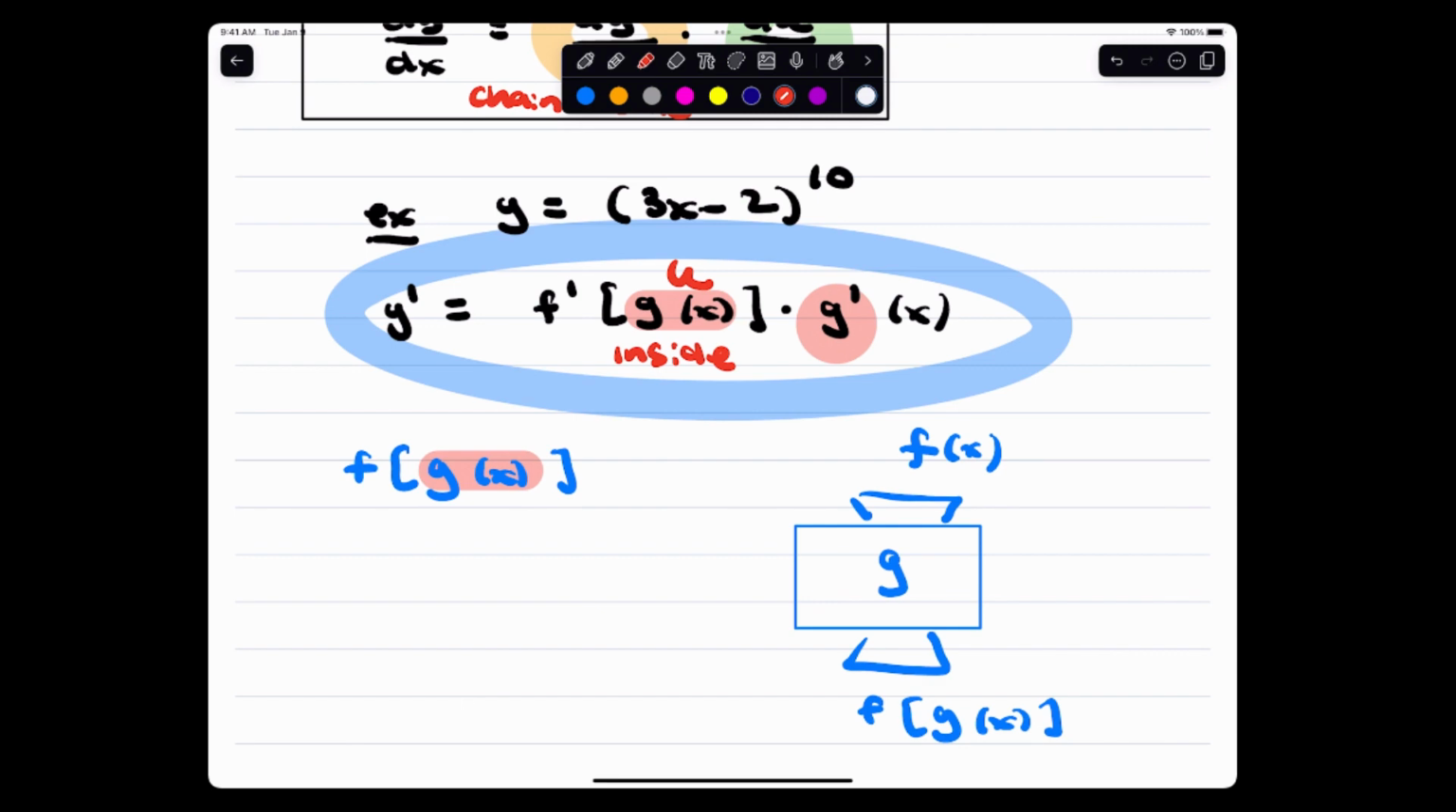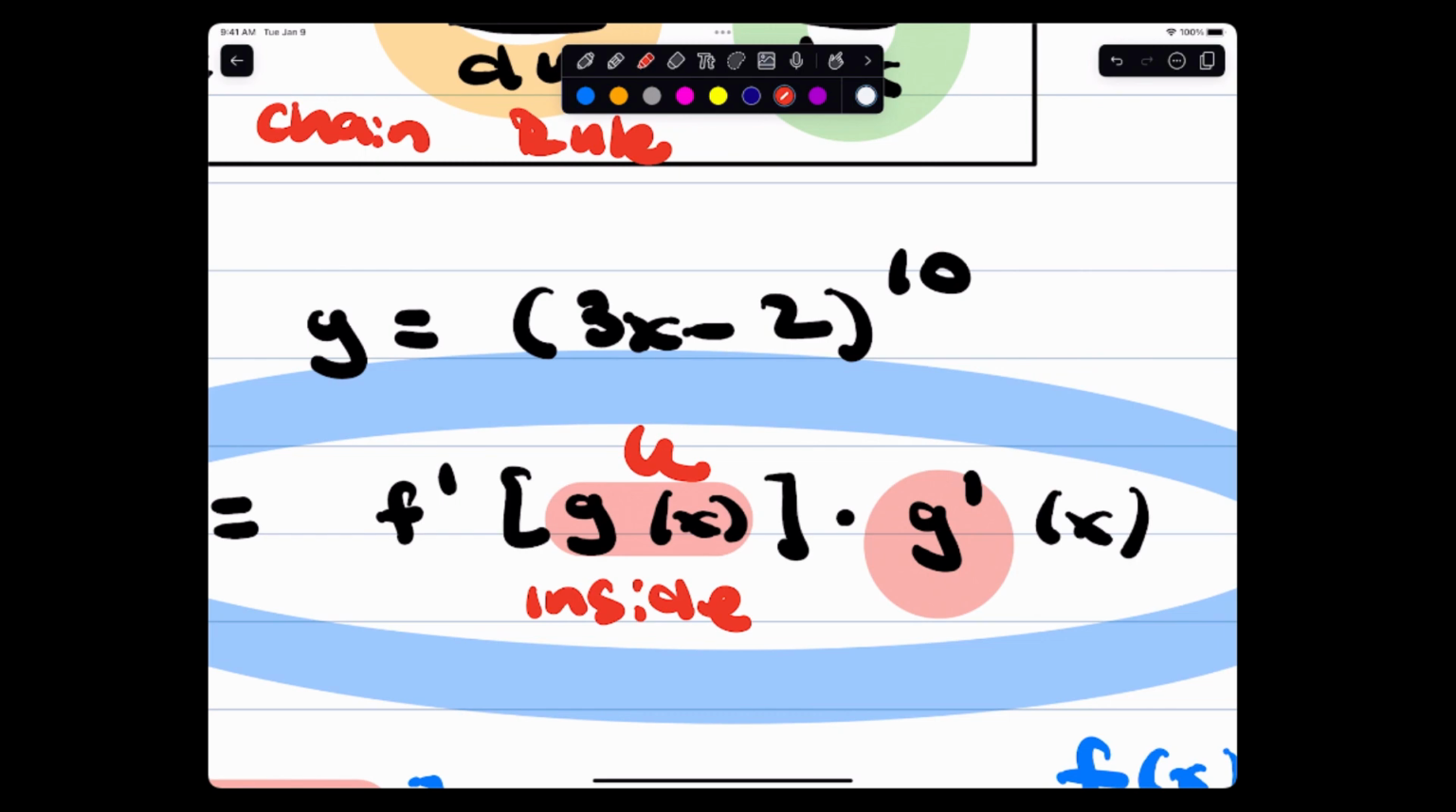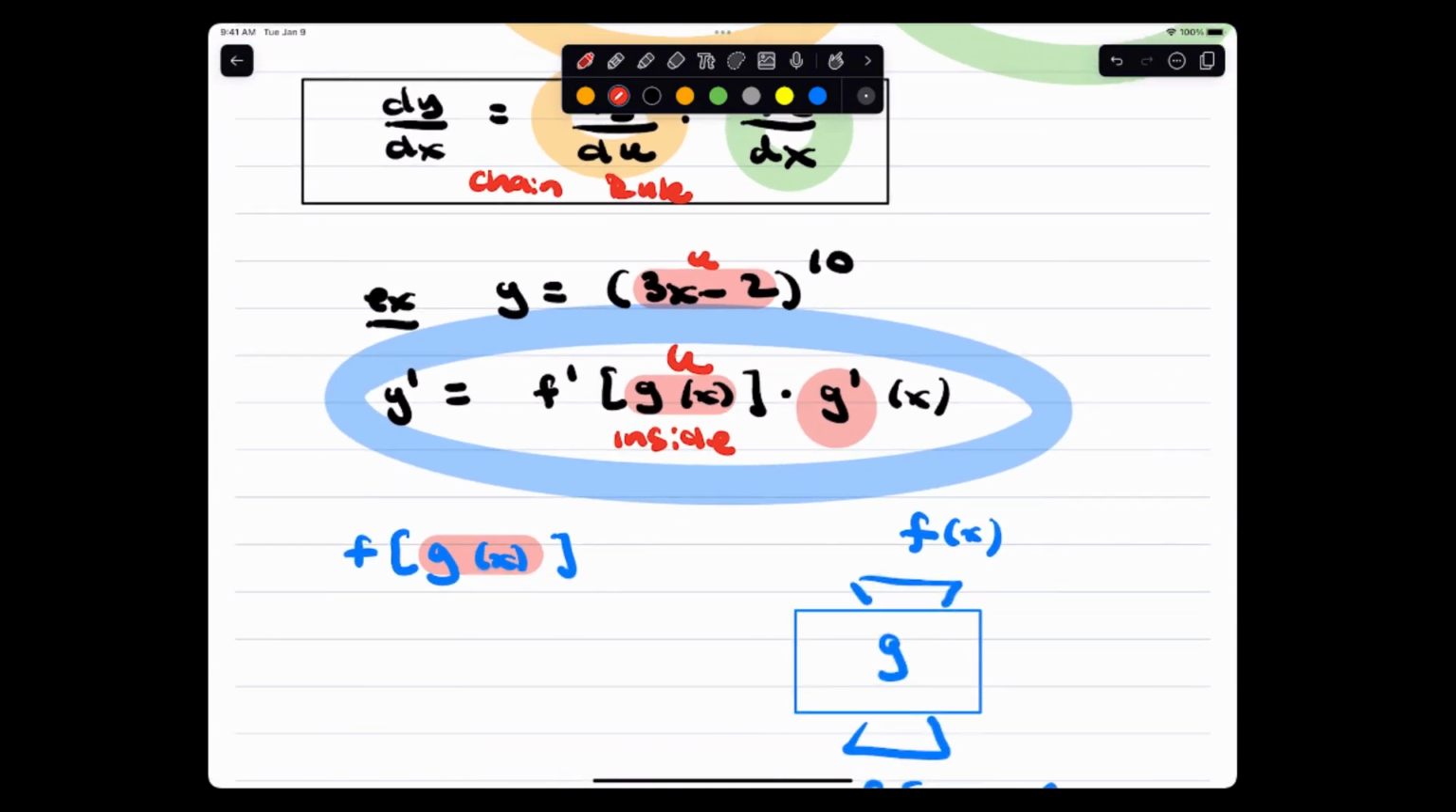So when you see the function now, y is 3x minus 2 to the 10th power, what's the story here? What function is inside? Really simple. What's inside the parentheses? You see this linear equation? It's kind of simple. This is your u. That's the inside function. All right, you guys okay with that? What's in that parentheses is the inside function. That's your g.